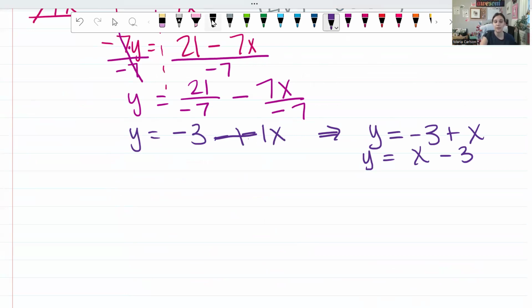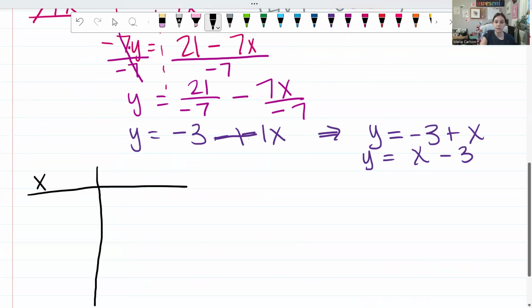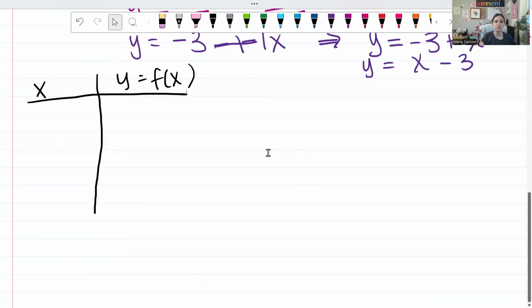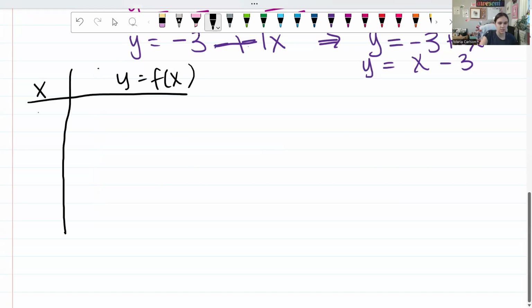So now I can create my input-output table. I'm going to have my table of x values and corresponding y values, which really is the same thing as f of x values. So if I'm going to graph this function and I'm picking x values, generally we want to pick nice x values. We are going to start with 0 first, and then kind of go from there.